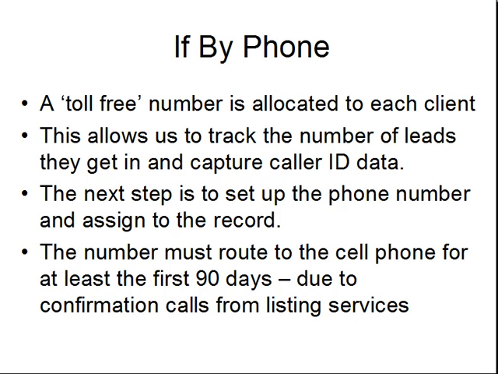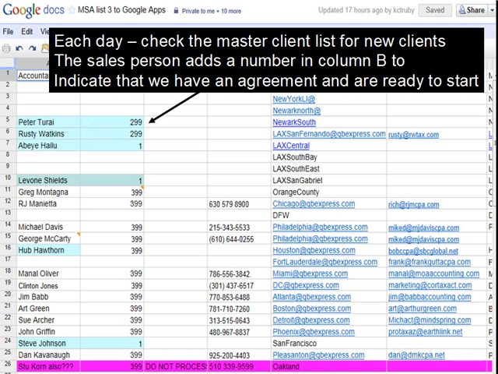Now, the number must route to the cell phone of the new client for at least the first 90 days due to confirmation calls that we'll be receiving from listing services like Google Places and Yahoo Maps and that sort of thing. So what we'll want to do is go in each time you receive a task, or daily, and check the master client list for new clients. And you'll know it's a client that we're bringing on because a number will show up in the second column.